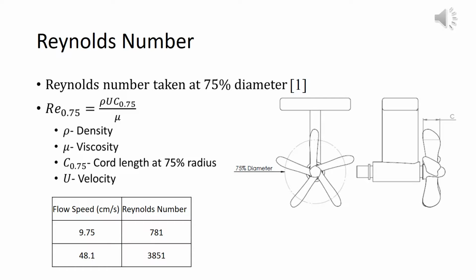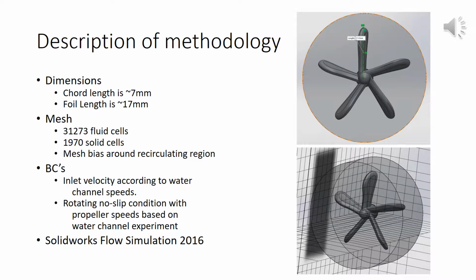This slide goes over the standard calculation for Reynolds number with the propeller. Once again, our experiments were performed at a Reynolds number of 781 and 3,851. In order to get a rotating region, we modeled just the propeller rather than the propeller and rudder that was modeled in the previous experiment.